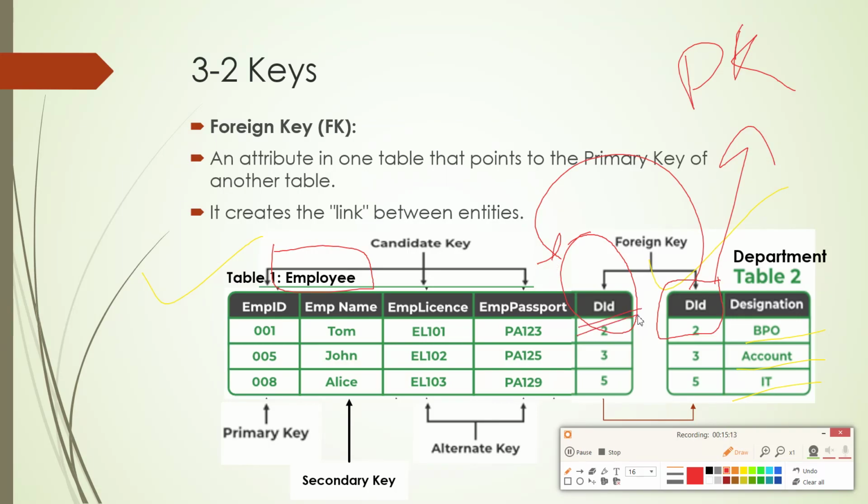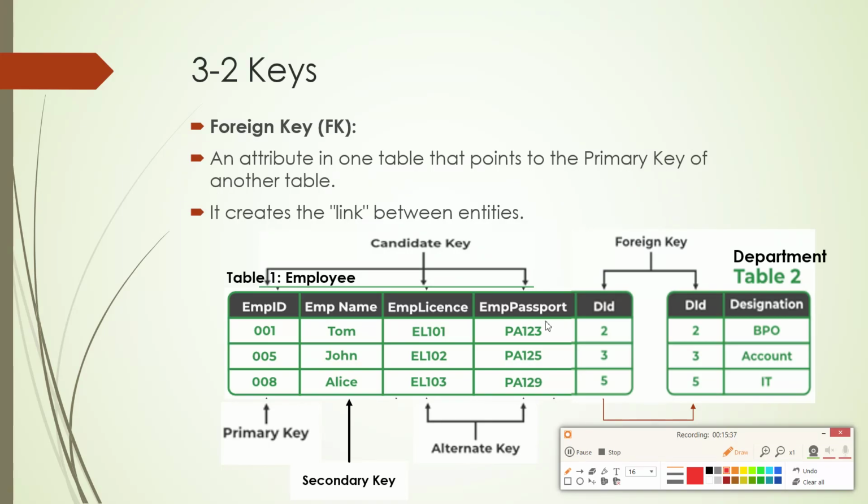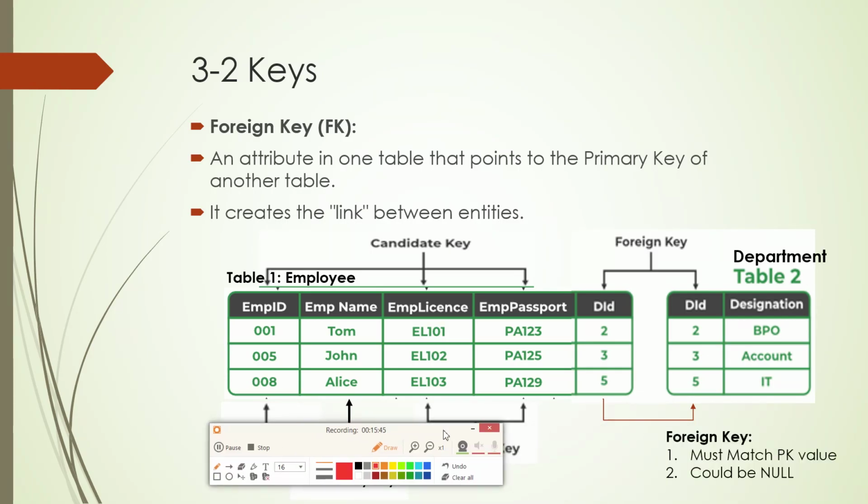Now in the employee table, this DID is called the foreign key because it's not of its own, but it's coming from the department table. So that's why it is a foreign key, and this foreign key is used for establishing a relationship between the tables in a database. So this is one of the important concepts in relational databases.